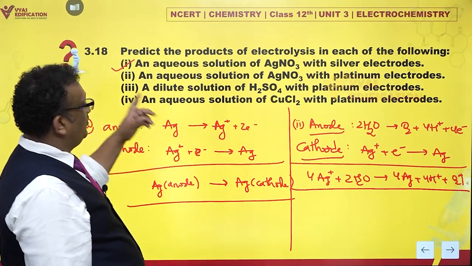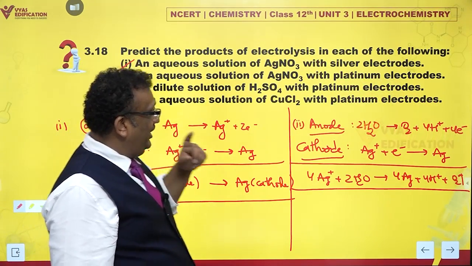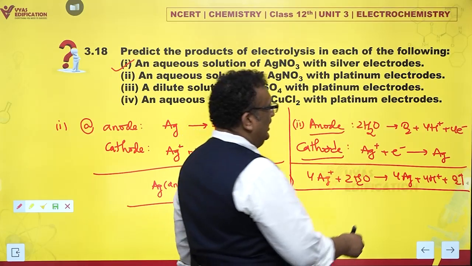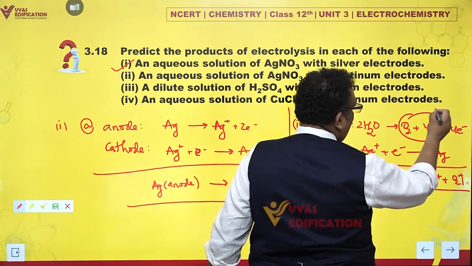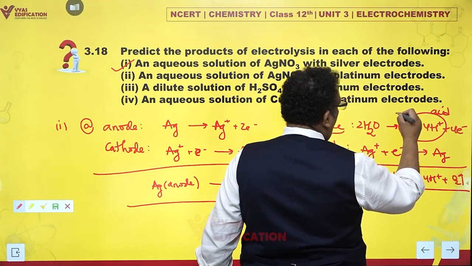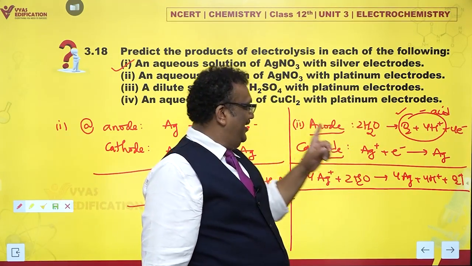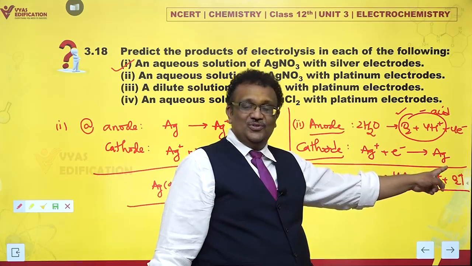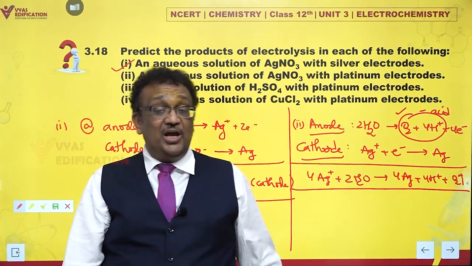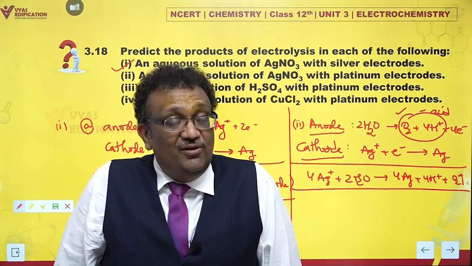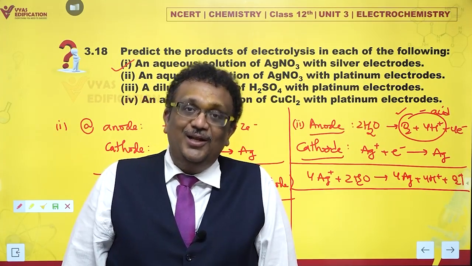So what happens? Products of electrolysis: you find at the anode, acid, H plus, and O2. At the anode, O2 and H plus are liberated. At the cathode, silver gets deposited. These are the reactions which occur during electrolysis of aqueous silver nitrate using platinum electrodes.